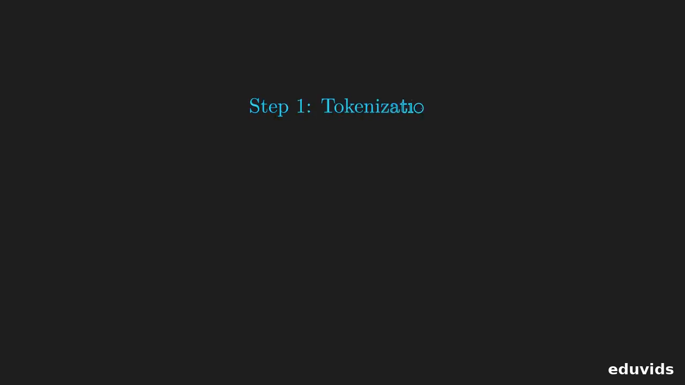Before an LLM can process text, it must break it down into smaller units called tokens. This process is called tokenization. A token can be a whole word, a part of a word, or even a single character. For example, the sentence, "Hello world." might be broken into "Hello", "world", and ".". This step is crucial because computers only understand numbers, not words directly.